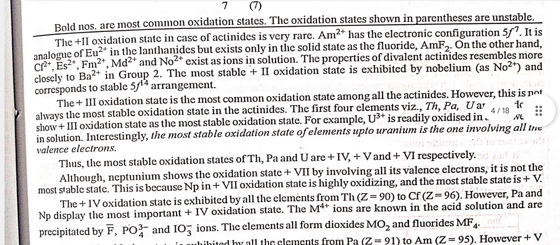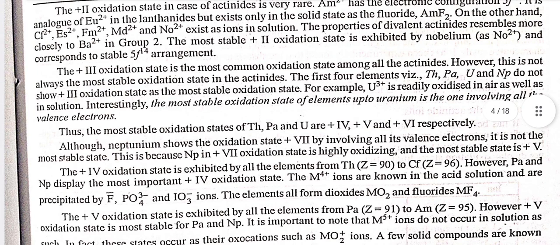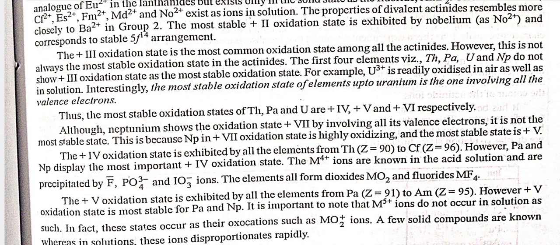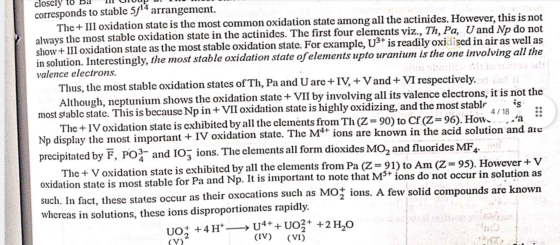The +3 oxidation state is the most common oxidation state among all actinides. However, this is not always the most stable oxidation state in actinides. The first four elements, thorium, Pa, U, and Np, do not show the +3 oxidation state as the most stable oxidation state. Thus, the most stable oxidation states of Th, Pa, and U are +4, +5, and +6, respectively. Although neptunium shows oxidation state +7 by involving all its valence electrons, it is not the most stable state.